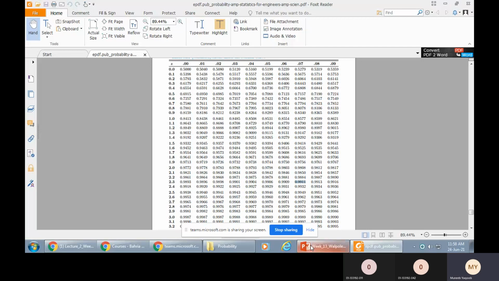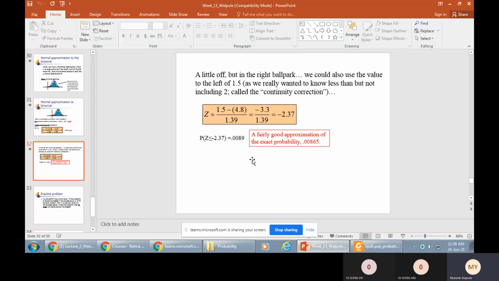In the slide you can see that we subtracted 4.8 from X and then divided the answer by 1.39, which is the standard deviation. Why? To convert X into the standard normal variable Z. And what is a standard normal variable Z? A variable following a normal distribution with mean 0 and standard deviation 1. So you can see that our answer in the slide is also 0.0089.